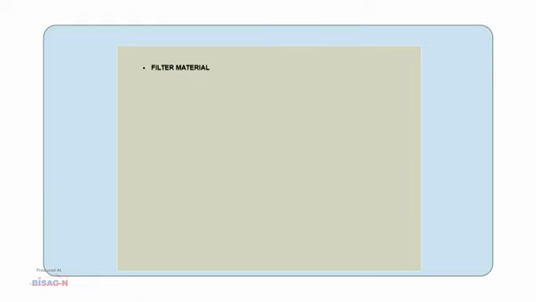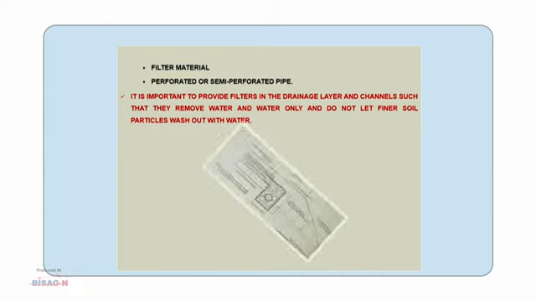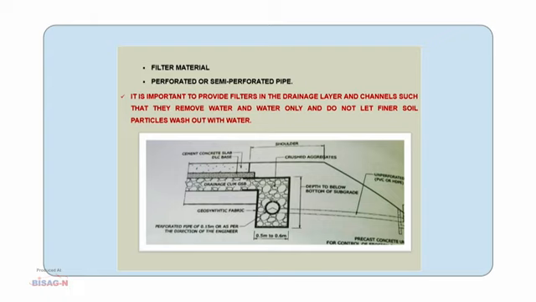Next is the filter material and perforated or semi perforated pipe. This is the most important note while doing this type of work. It is important to provide a filter in the drainage layer and channel such that they remove water and water only, and do not let finer particles wash out with the water. So this is the complete structure of the subsurface drainage system which is provided in the pavement.